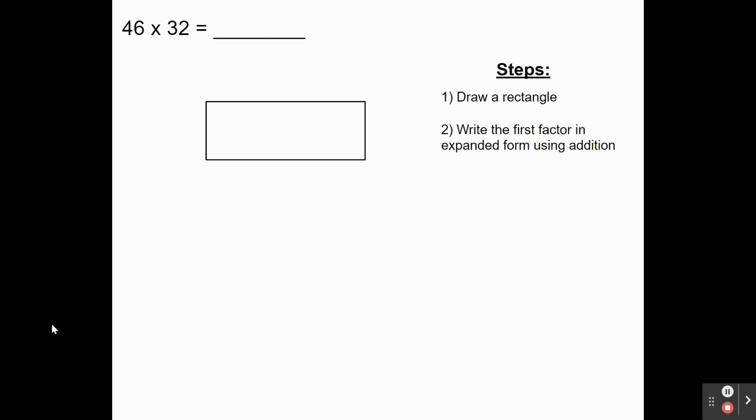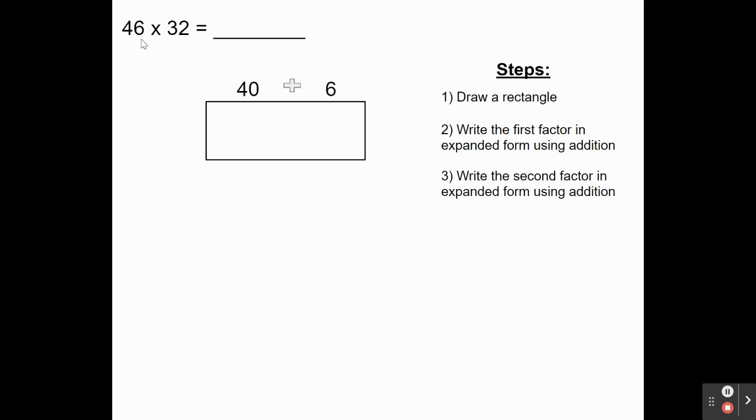Next, we're going to write the first factor in expanded form using addition. The first factor in this problem is 46. The 4 is in the tens place, so that means the value is 40. The 6 is in the ones place, so that means the value is 6. Notice we're adding these two values together.